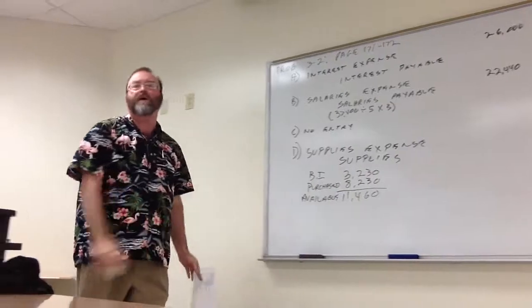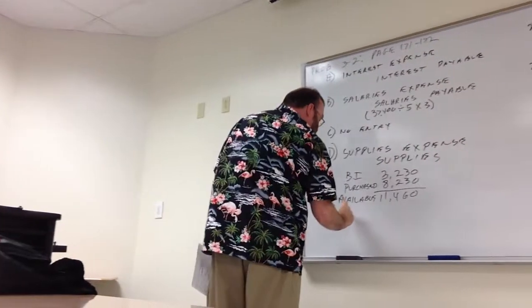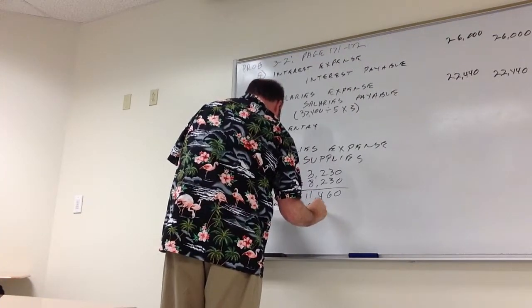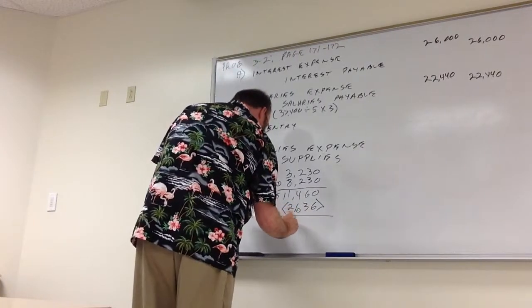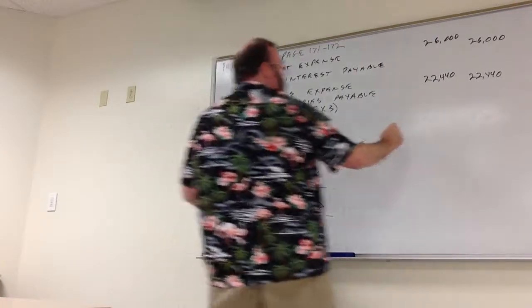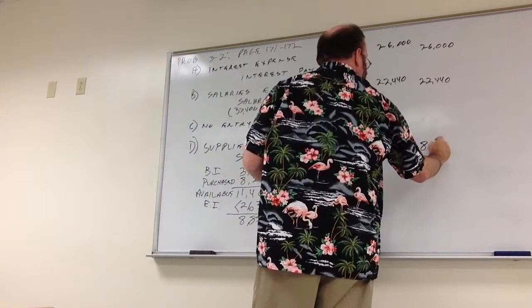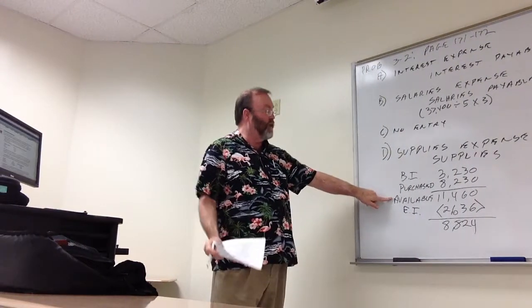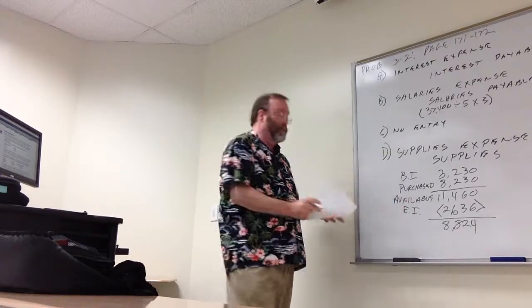That's all the supplies that we had available to be used. What we started the year with, plus what we purchased throughout the year. Take ending inventory, which was $2,636, and you'll get $8,824. And that's what you used. So beginning inventory plus purchases is supplies available. Subtract the ending inventory because you didn't use those, and this is what you used.